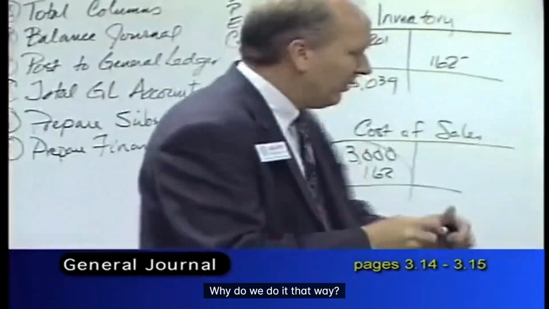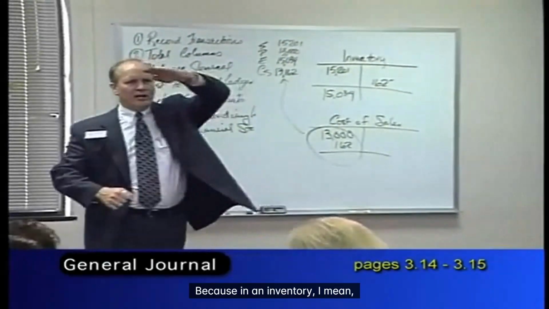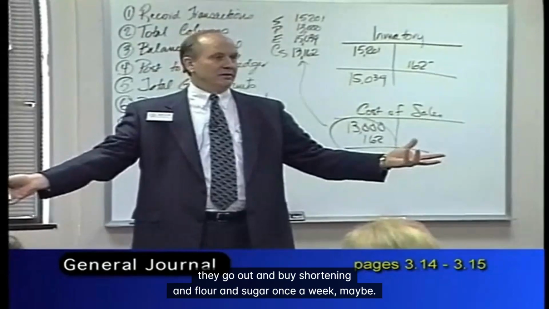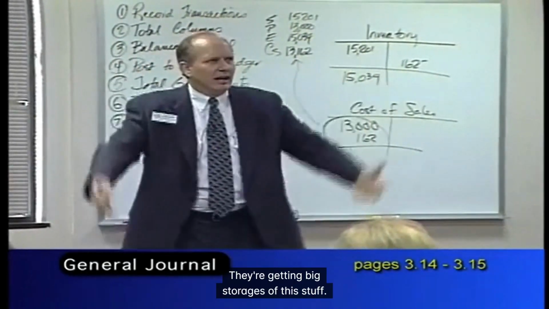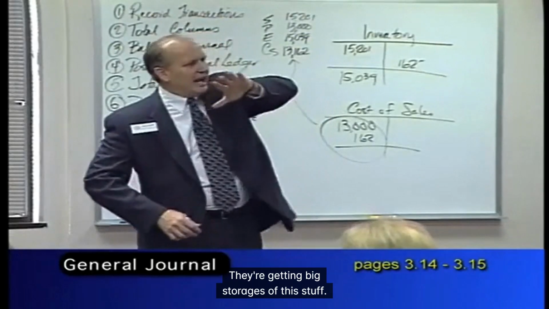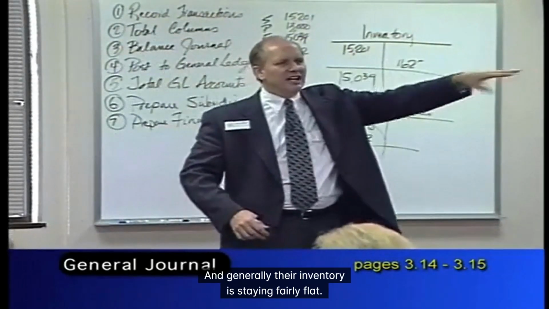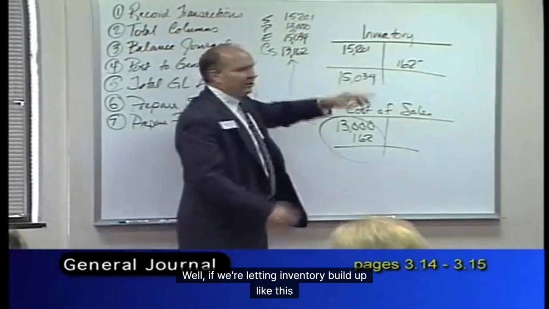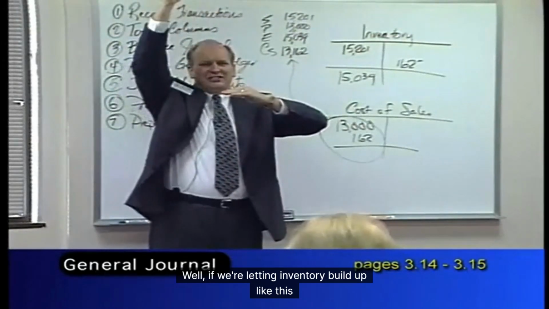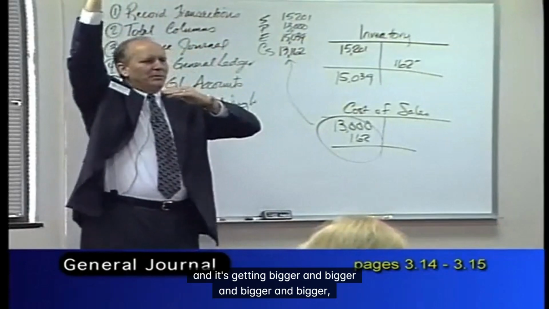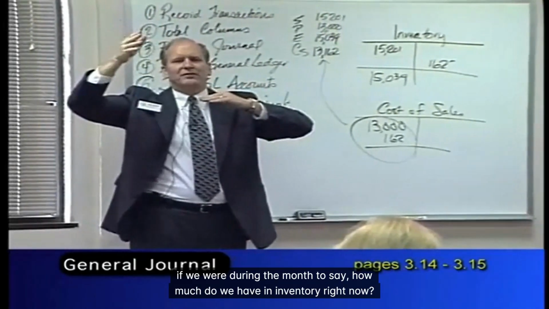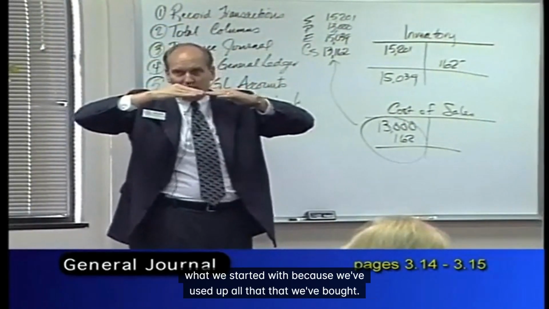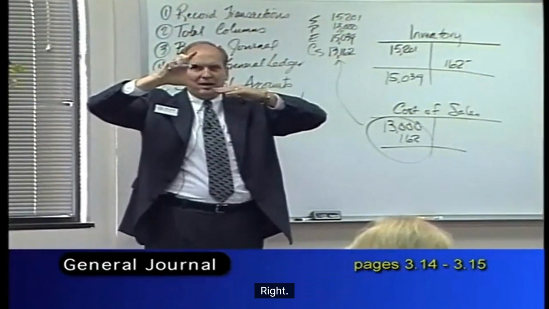Now, why do we do it that way? Because in an inventory, they go out and buy shortening and flour and sugar once a week, maybe, or maybe twice a week. They're getting big storages of this stuff, and generally their inventory is staying fairly flat throughout the month. Well, if we're letting inventory build up like this, and it's getting bigger and bigger, if we were during the month to ask how much we have in inventory right now, it's going to show us a number up here, when in reality it's probably more back what we started with, because we've used up all that we've bought, right?